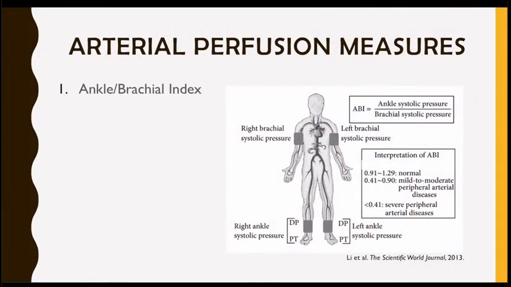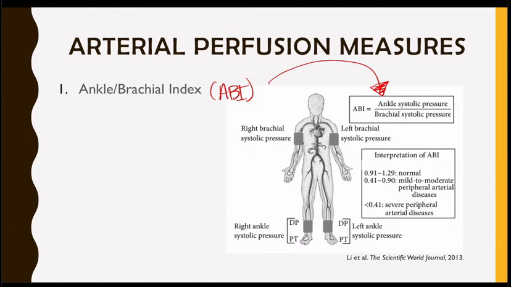Another assessment of peripheral arterial disease is the ankle brachial index, abbreviated ABI. The ankle brachial index is a ratio of the systolic pressure at the ankle compared to the systolic pressure at the brachial artery.